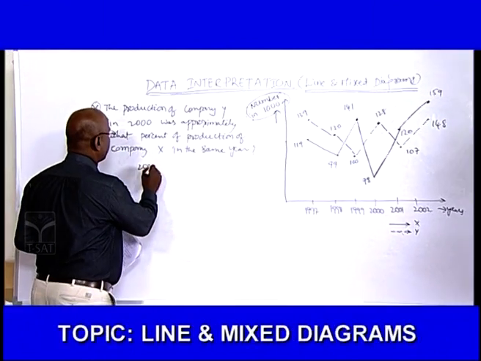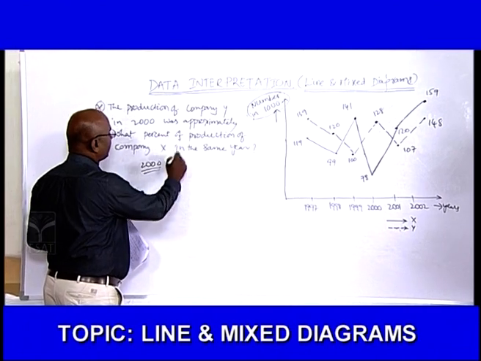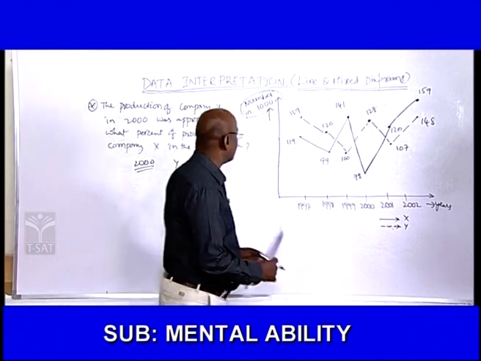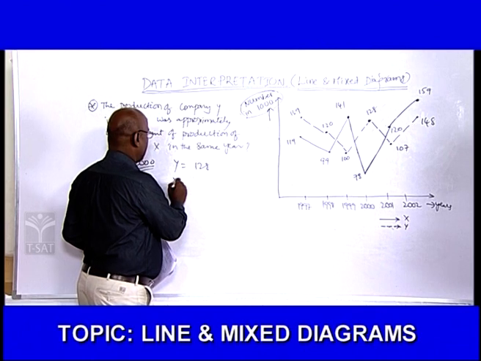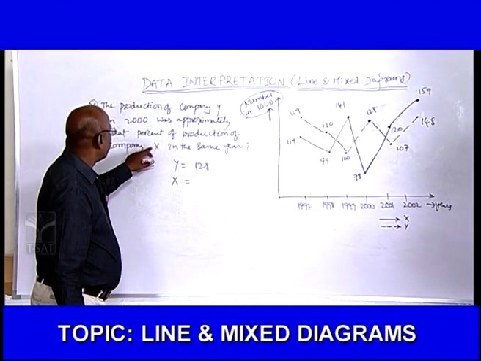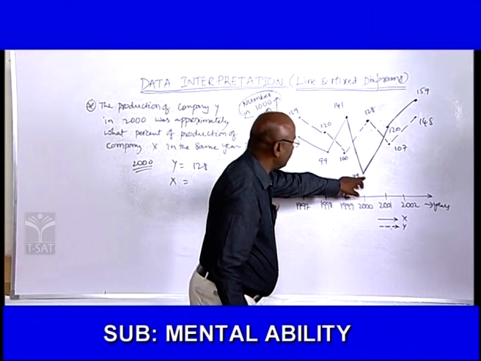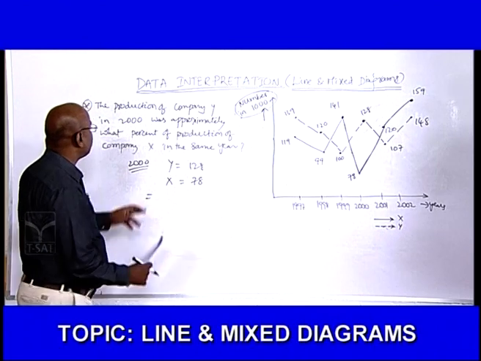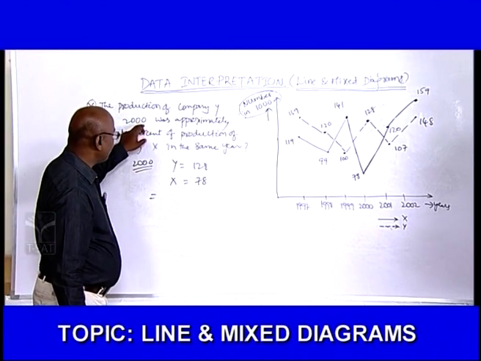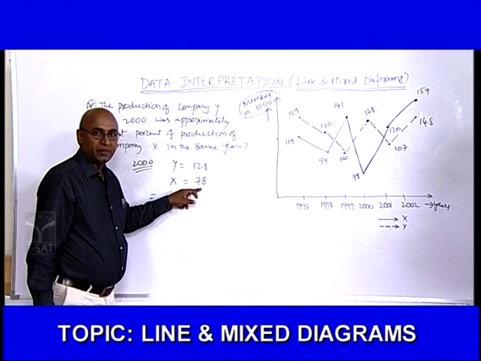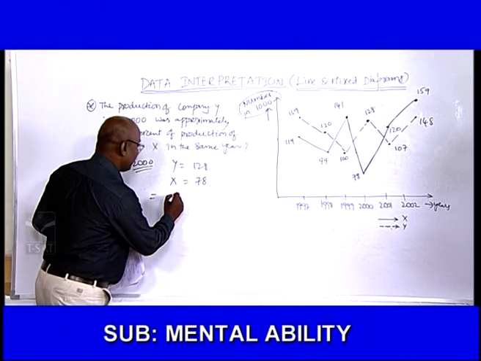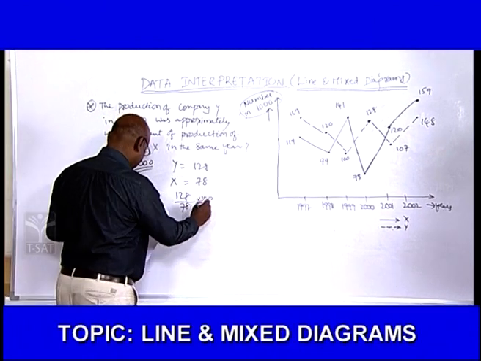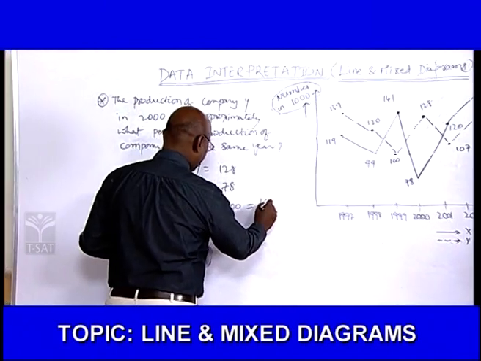So in the year 2000, the production of company Y is 128,000 and the production of X in the year 2000 is 78,000. So what is the percent of company Y in the year 2000 when compared to company X? So company Y production 128 by comparing value 78 into 100, that is equal to 164%.